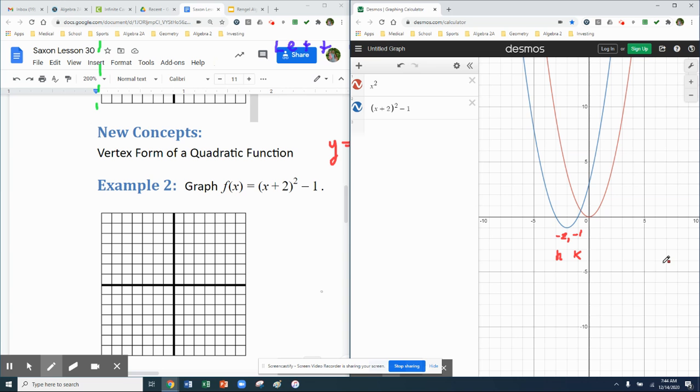And the y-coordinate of your vertex is going to match up exactly to what this k is. So the h and k are special names that we give to the x-coordinate of the vertex and the y-coordinate of the vertex.